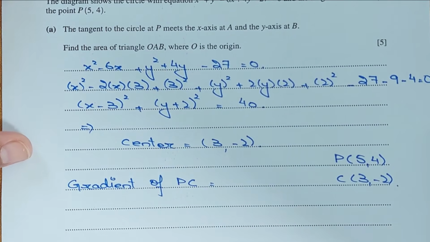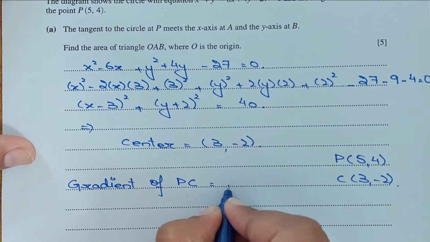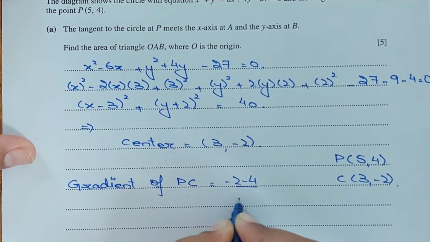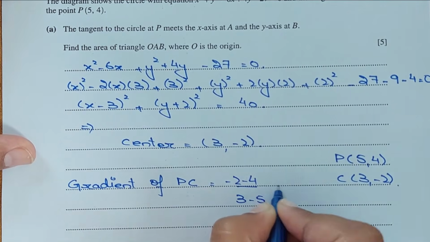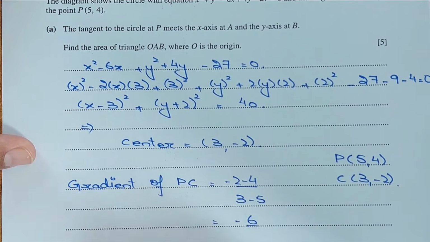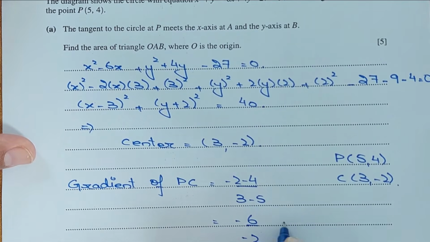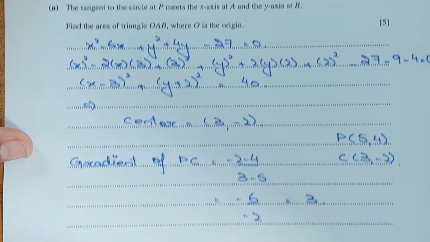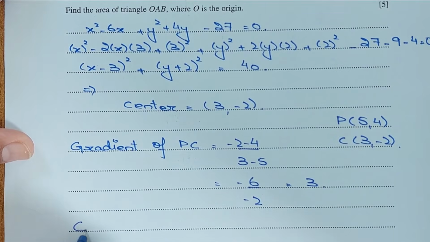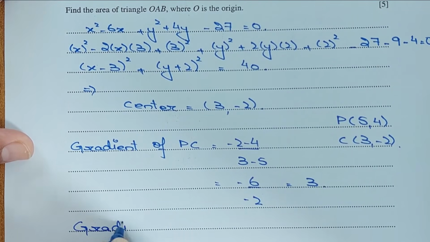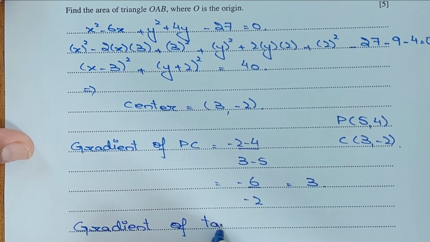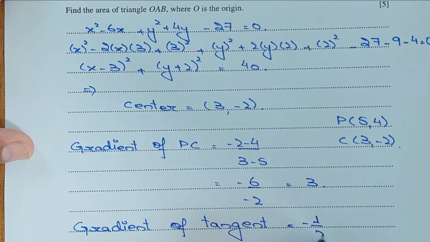Let me find the gradient. y2 minus y1, which is minus 2 minus 4, over 3 minus 5. This is negative 6 over negative 2, which is 3. This is the gradient of the radius. So what is the gradient of the tangent? The tangent is always perpendicular to the radius or diameter of a circle, so the gradient of the tangent is minus 1 over 3.